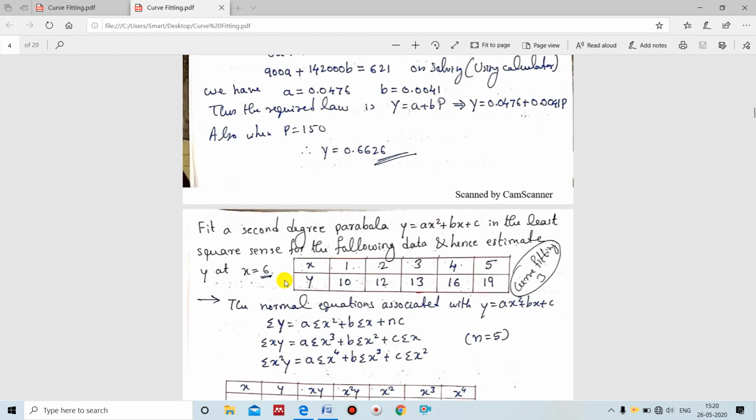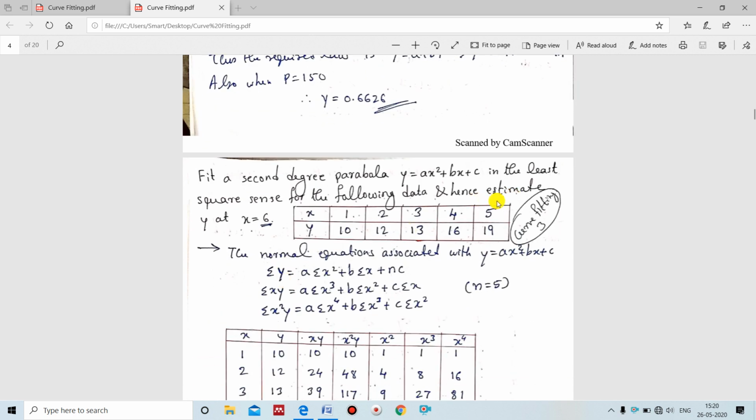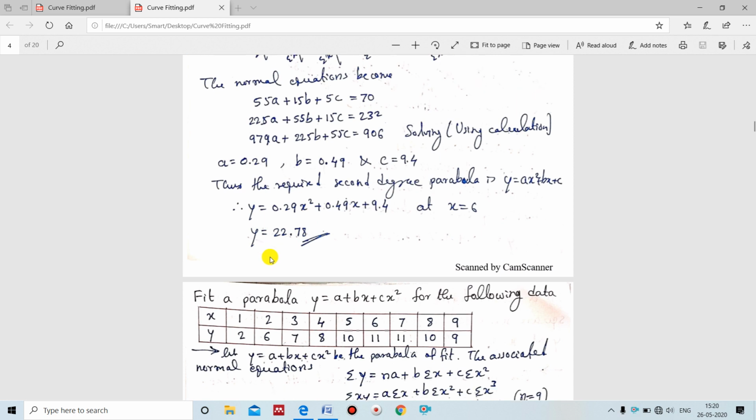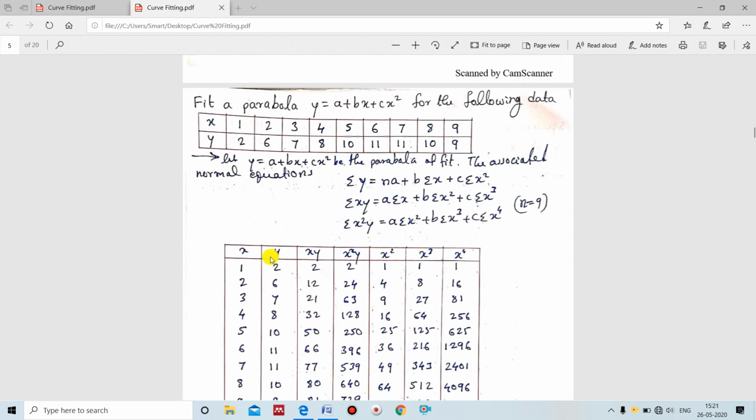In the question they have mentioned to estimate y at x equal to 6. First find the best fit curve, and after that put x equal to 6. So this is the best fit curve for the given data. Then put x equal to 6 here, we get y equal to 22.78. So this is the fitting of a parabola. Let us take one more example.